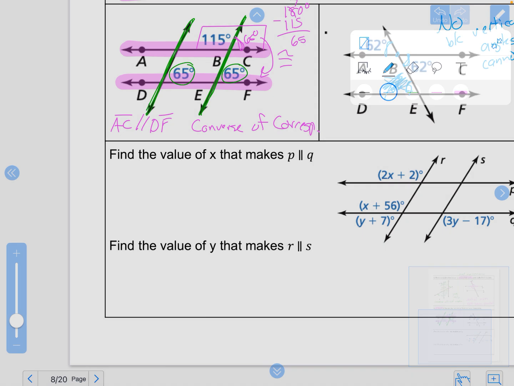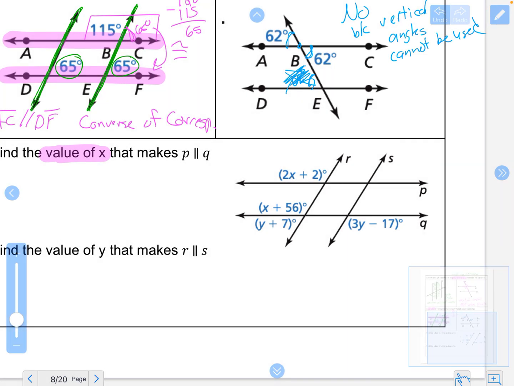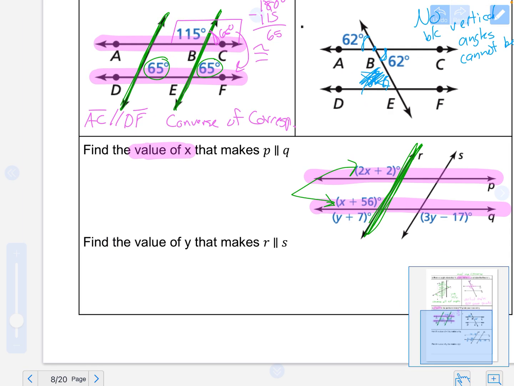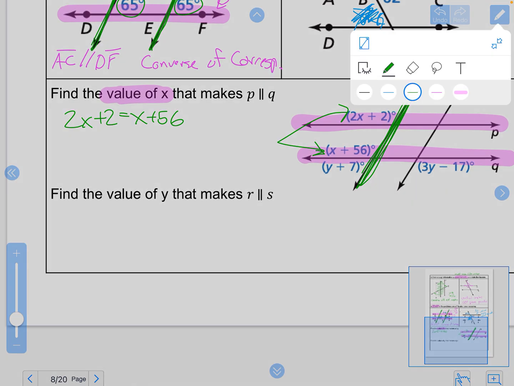The other types of questions you're going to see is find the value of x that makes them parallel. That's where you've got to use your angle relationship. So we're trying to prove that P is parallel to Q. I'm going to use this transversal right here. I know that these two angles are corresponding angles, and I know that corresponding angles are congruent. So 2x plus 2 equals x plus 56. Once we set up our problem, we can solve it and find the value of x, and that value of x proves that the lines are parallel. I'm going to ask you to do that one on your own and check with the completed notes.